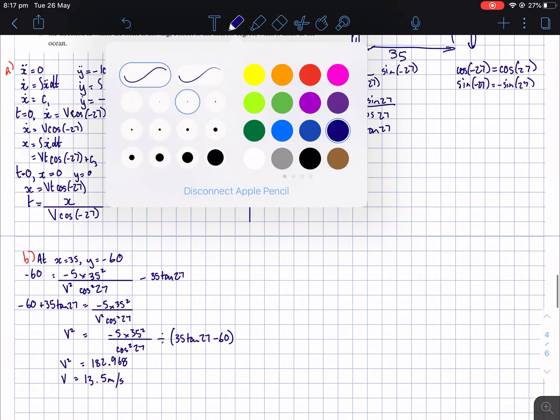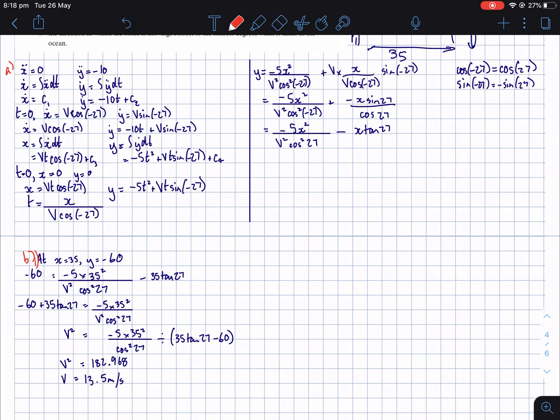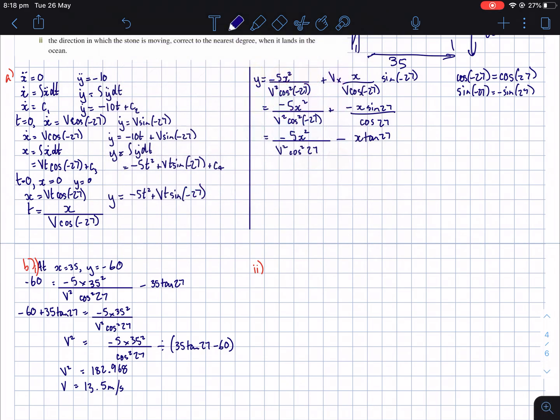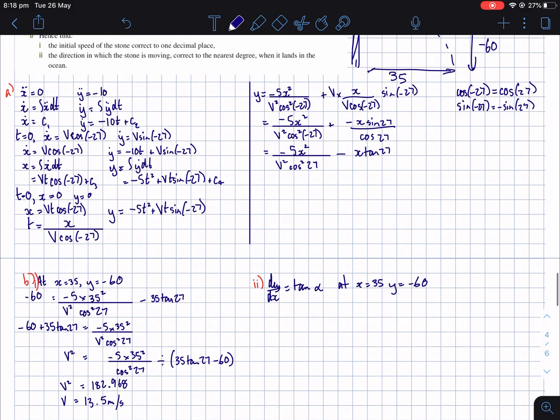Direction the stone is moving. So that was I. So if we know, because I'm aiming for dy dx equals tan alpha, yeah? Gradient is tan alpha. When it lands in the ocean, so x is 35, y is minus 60. Okay, let's find dy dx. Did I actually? Oh my gosh, I didn't find the speed of this. Yes, I did. Okay, ignore me.